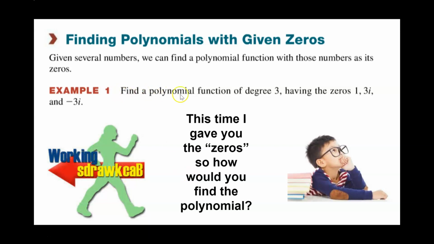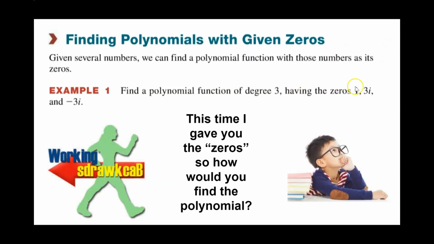So here, find the polynomial function of degree 3. Degree of 3 meaning again, we have 3 zeros, 3 answers. So we have to change the signs. This is a positive 1, so this is going to be x minus 1. This is a positive 3i, so it's going to be x minus 3i. And this one is a negative, so this is going to be x plus 3i. So x minus 1, x minus 3i, x plus 3i. These are my factors.